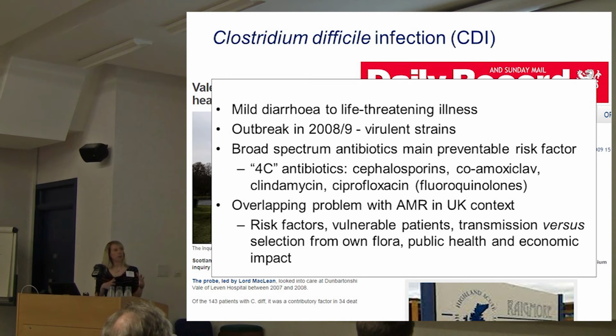So when a patient becomes unwell with C. diff, it's normal to carry low levels of C. diff in the bowel. So is it that you're carrying C. diff, you get exposed to an antibiotic that wipes out your other flora and the C. diff propagates and causes disease? Or in some cases, there's proven to be transmission, particularly within the hospital environment, between patients. Those kinds of issues are the same for other antimicrobial resistant bacteria as they are for C. diff. And the public health and economic impact is also similar for the two different problems.